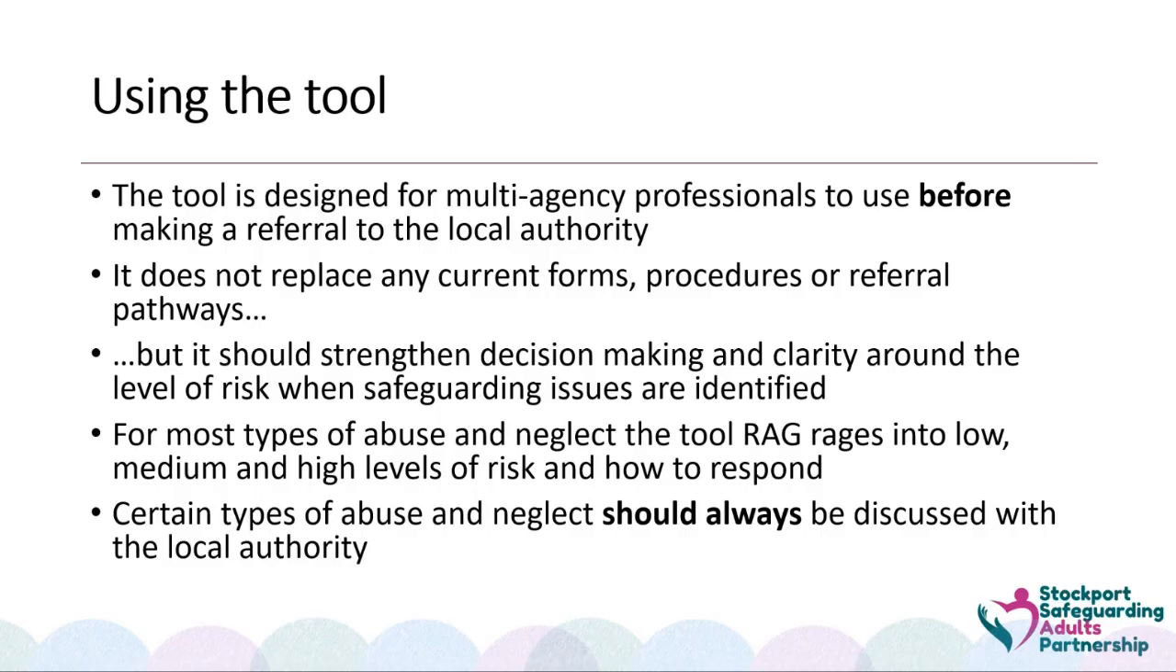It doesn't replace any current forms, processes, or pathways, but it should strengthen that decision-making and clarity around the level of risk when safeguarding issues are identified. For most types of abuse and neglect within the tool, it's RAG rated into red, amber, and green, which equates into low, medium, and high levels of risk and abuse. And it points out how to respond in those situations. However, there are certain types of abuse and neglect where we say that individuals should always be referred into the local authority, and we should be having that discussion around that level of risk that person faces.